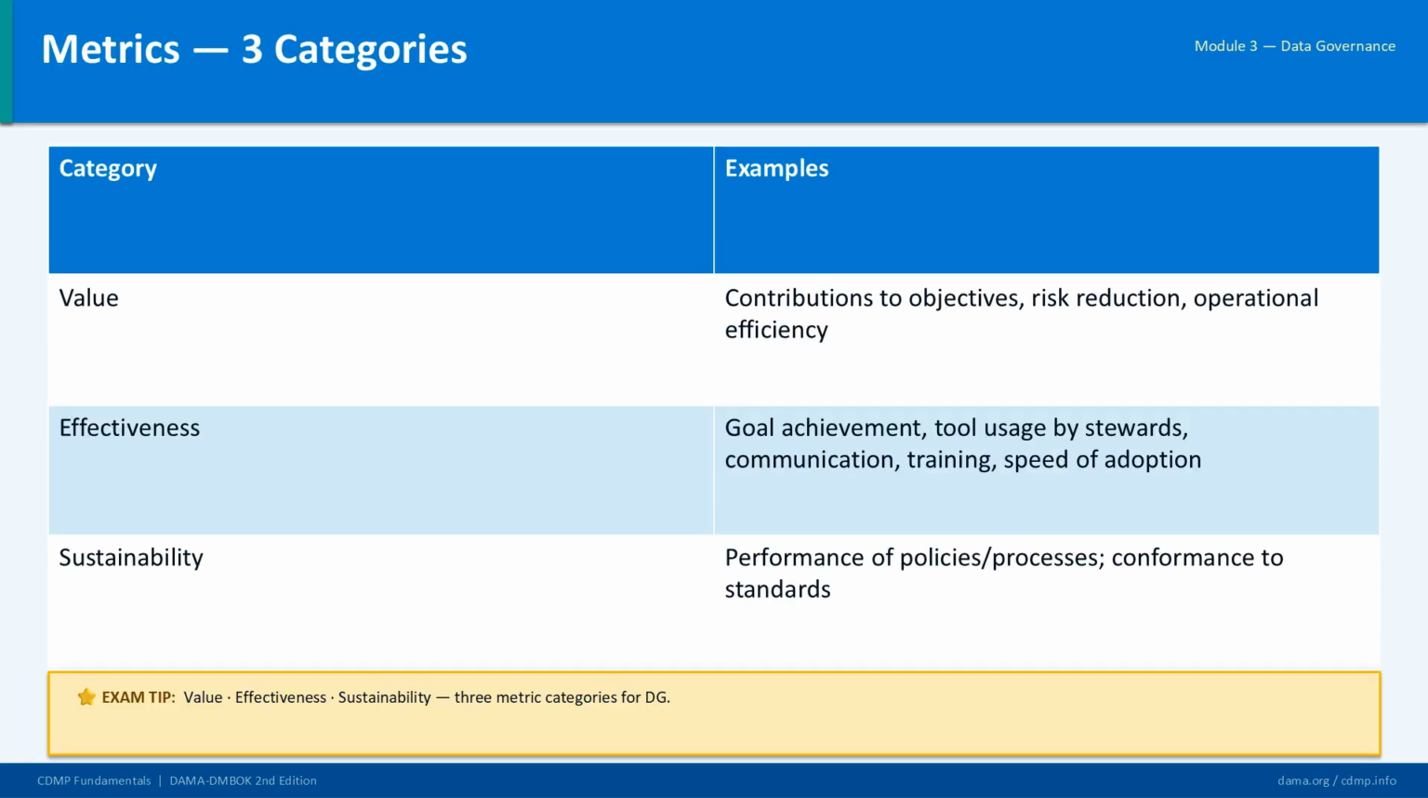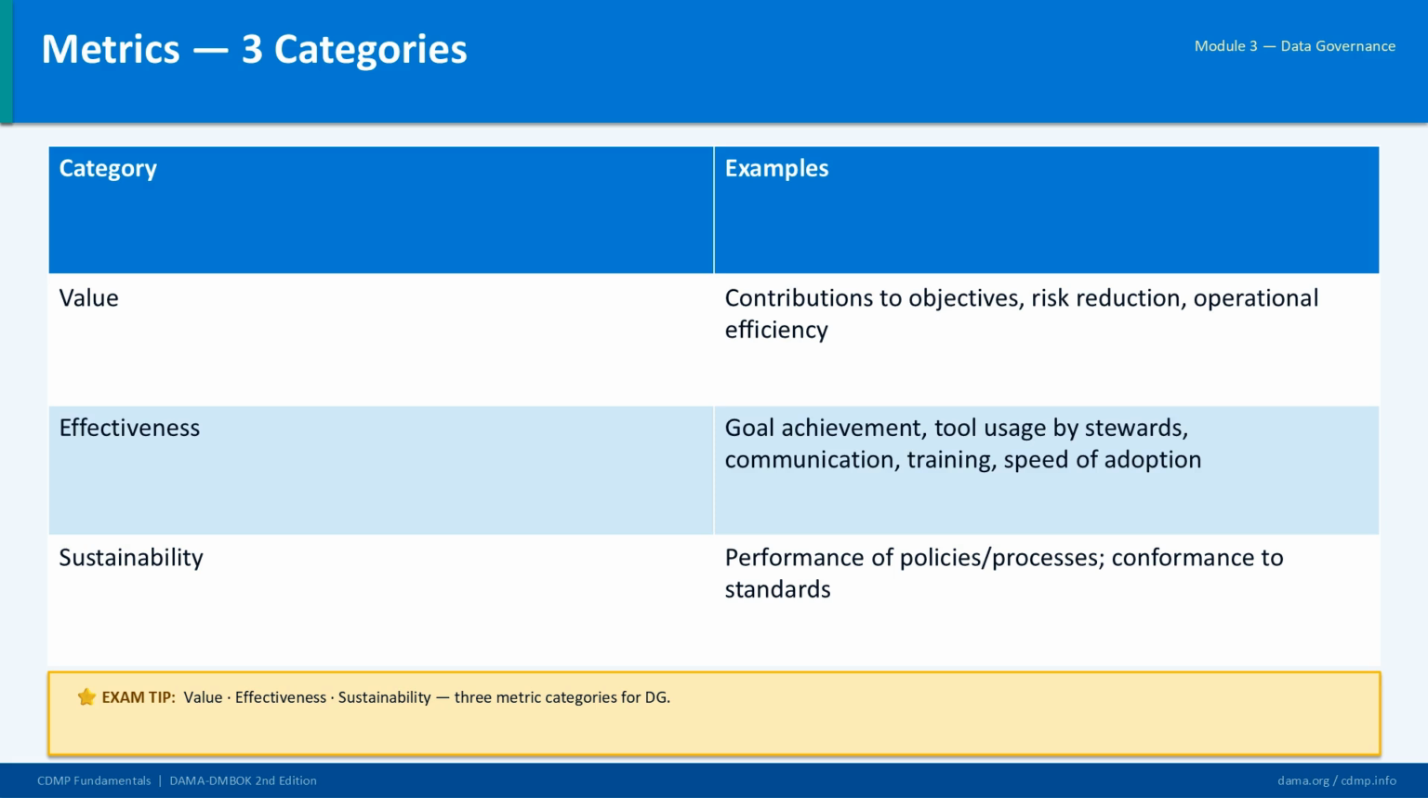How do you measure a governance program? The DMBOK gives 3 categories of metrics. Value metrics capture contributions to business objectives, reduction of risk, and improved operational efficiency, essentially, what the program is delivering. Effectiveness metrics track whether goals are being achieved, how much stewards are actually using the governance tools, how well communication and training are working, and the speed of change adoption.